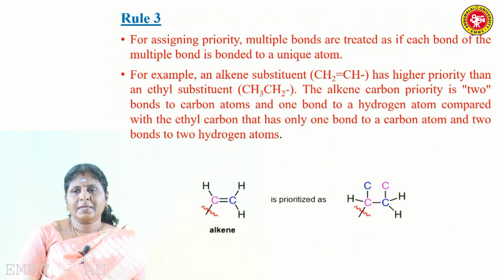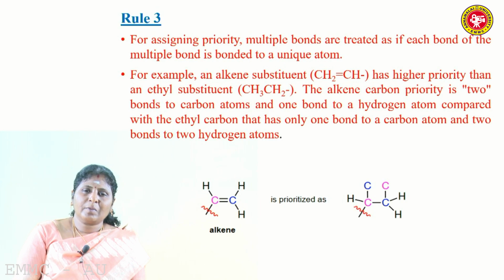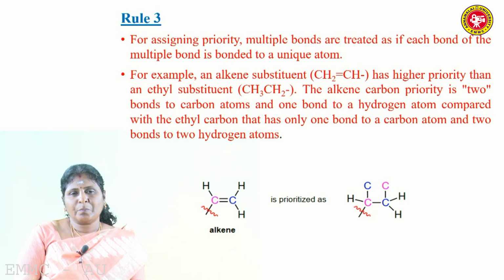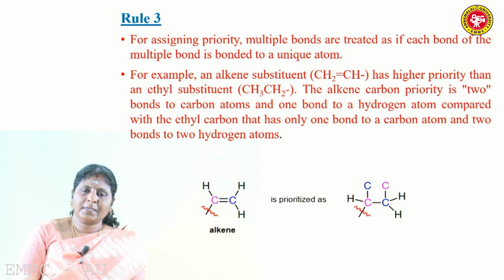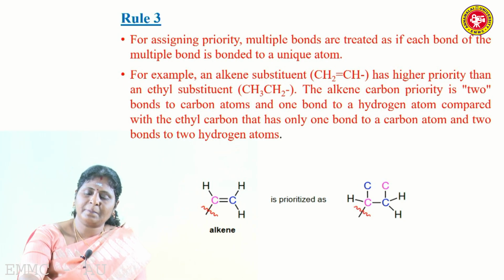Rule 3: for assigning priority, multiple bonds are treated as if each bond of the multiple bond is bonded to a unique atom. That means for C double bond C, as in an ethylene molecule, each carbon is considered as having a duplicate of the other. That means the carbon atom is doubly bonded to a carbon: C singly bonded to one carbon, and again the same C bonded to another carbon, that is called a duplicate. If it is triply bonded to a carbon atom or some other heteroatom, that atom is considered a triplicate. So in that case acetylene comes first, then comes ethylene.